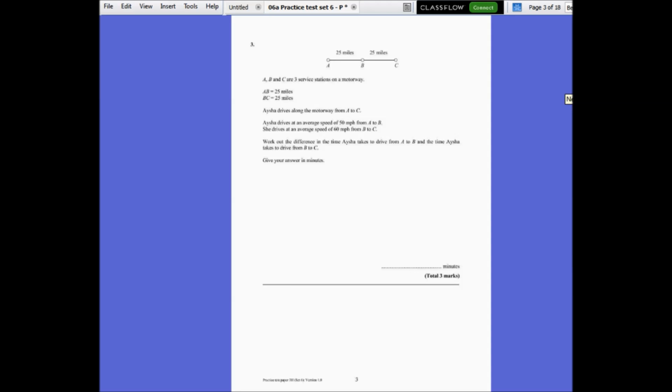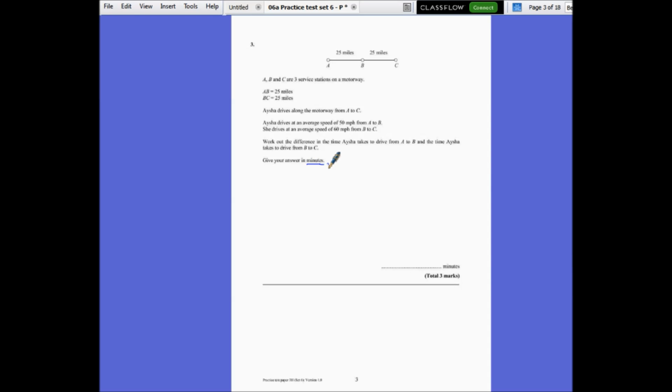Question 3. A, B and C are 3 service stations on a motorway. A and B are 25 miles apart, B and C are 25 miles apart. I should drive at an average speed of 50 miles an hour from A to B and at 60 miles an hour from B to C. Work out the difference in time that it takes to get from A to B as to B to C. Give your answer in minutes.